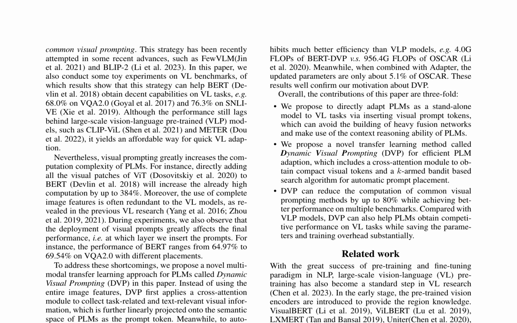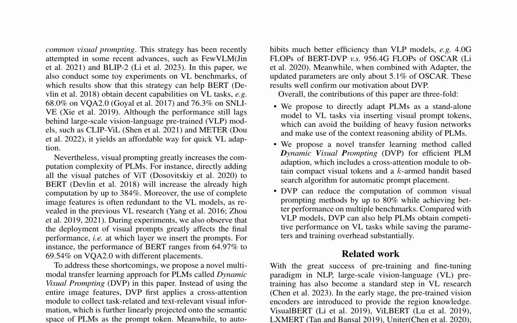The authors discuss the limitations of using pre-trained language models, PLMs, for vision language, VL, tasks, specifically highlighting the high computation complexity and redundancy of using complete image features. They propose a novel multimodal transfer learning approach called Dynamic Visual Prompting, DVP, which addresses these shortcomings. DVP applies a cross-attention module to collect task-related and text-relevant visual information, linearly projecting it onto the semantic space of PLMs as the prompt token.